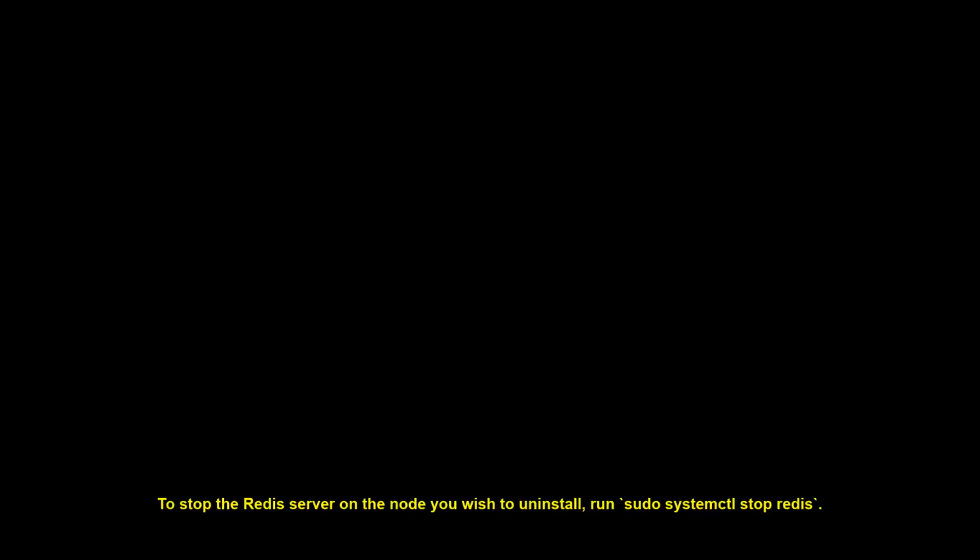To stop the Redis server on the node you wish to uninstall, run sudo systemctl stop redis. If you have additional nodes to uninstall, repeat these steps for each one. Once all nodes are processed, you can proceed to uninstall Redis from your VPS.